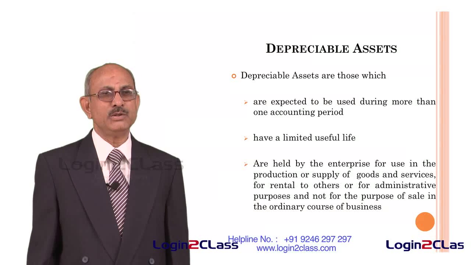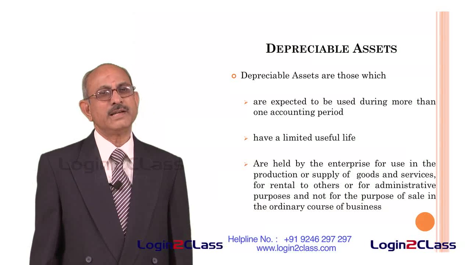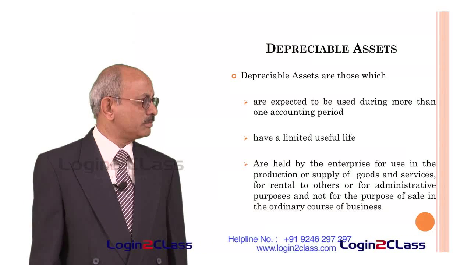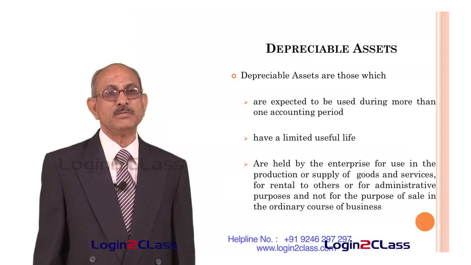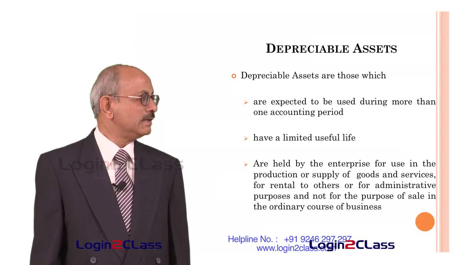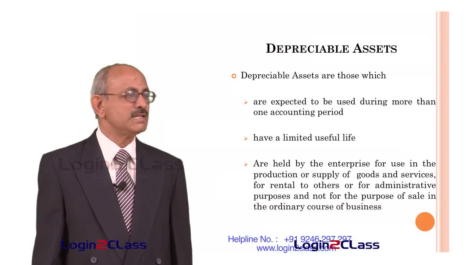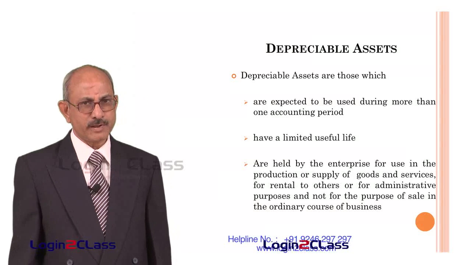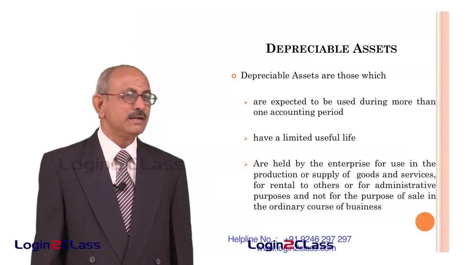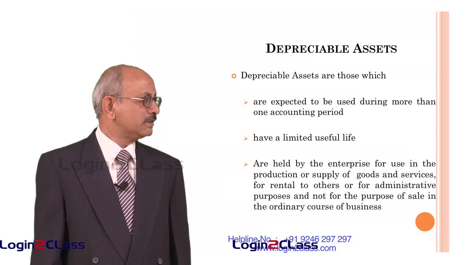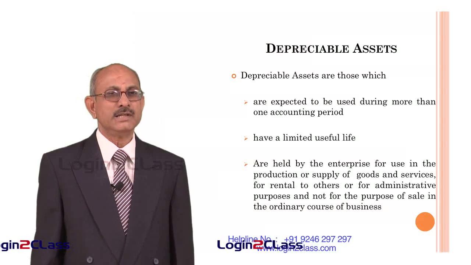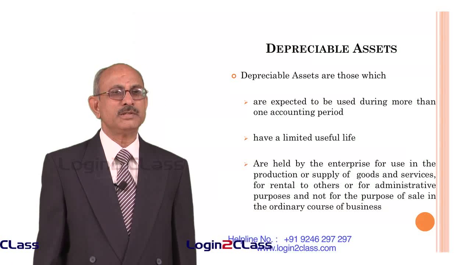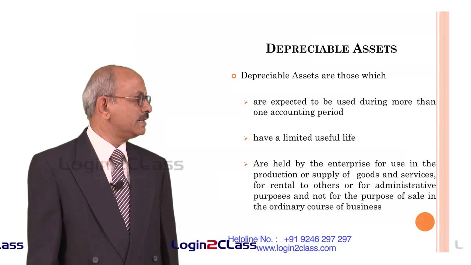That means, they can be used in the production of goods and services, or in the supply of goods and services, or for rental to others, or for administrative purposes. For example, an air conditioner in the administrative office, or furniture in the administrative office, or they can be rented to others for use. They also are treated as depreciable assets, but these are not goods which are for sale in the ordinary course of business. If that item is being sold by the entity in the ordinary course of business, then it becomes stock in trade, and it will not be treated as a depreciable asset.